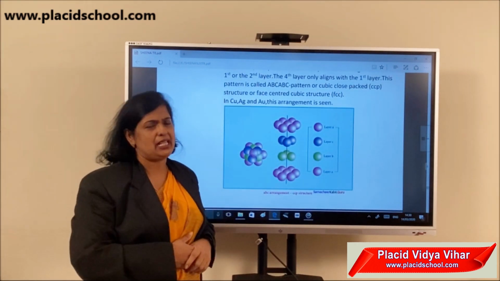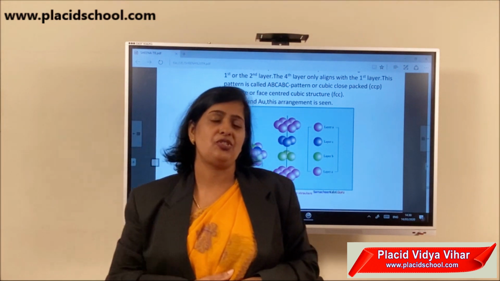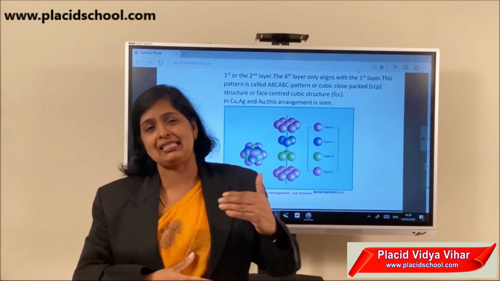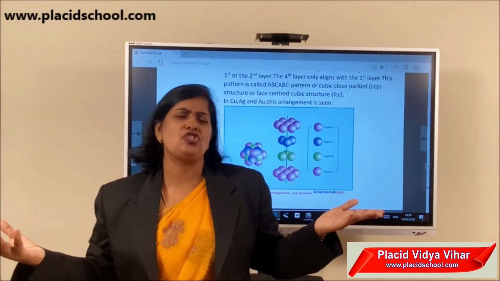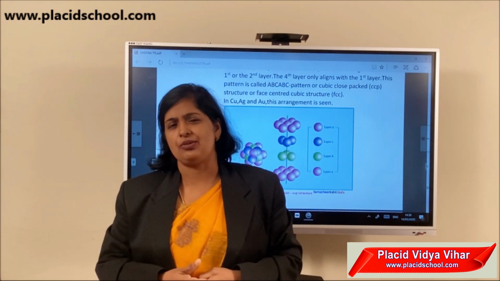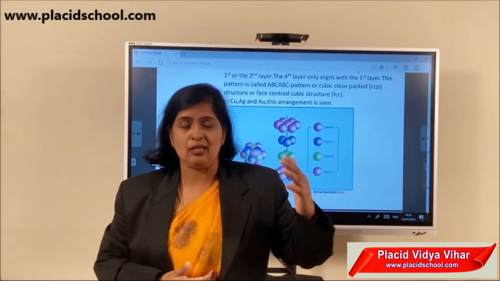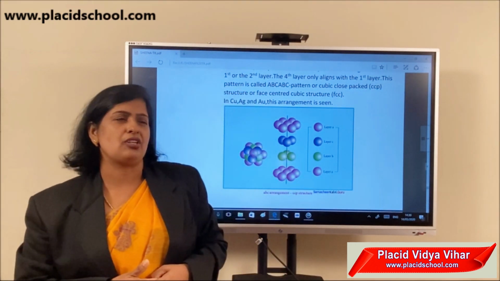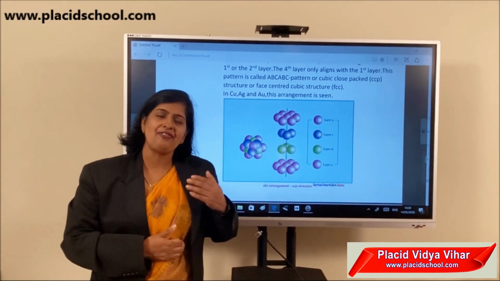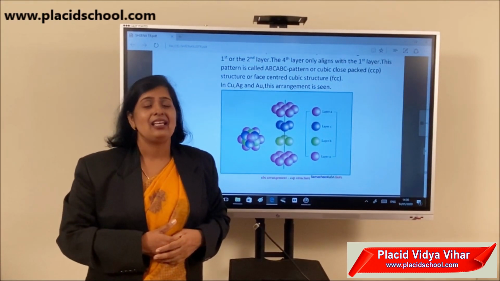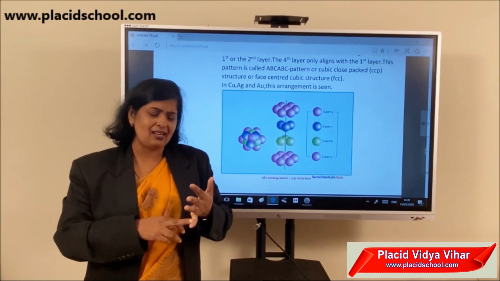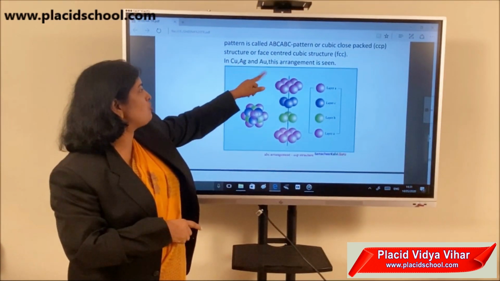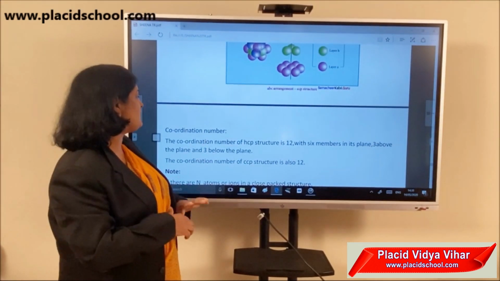And from the examination point of view, usually the question comes, HCP or hexagonal close packed structure is seen in which elements? The answer is, in the textbook it is there, in the syllabus it is there, it is magnesium and zinc. And CCP structure or cubic close packed structure or FCC structure is present in non-reactive elements like copper, silver, gold. And in Cu, Ag and Au, this type of arrangement is seen.